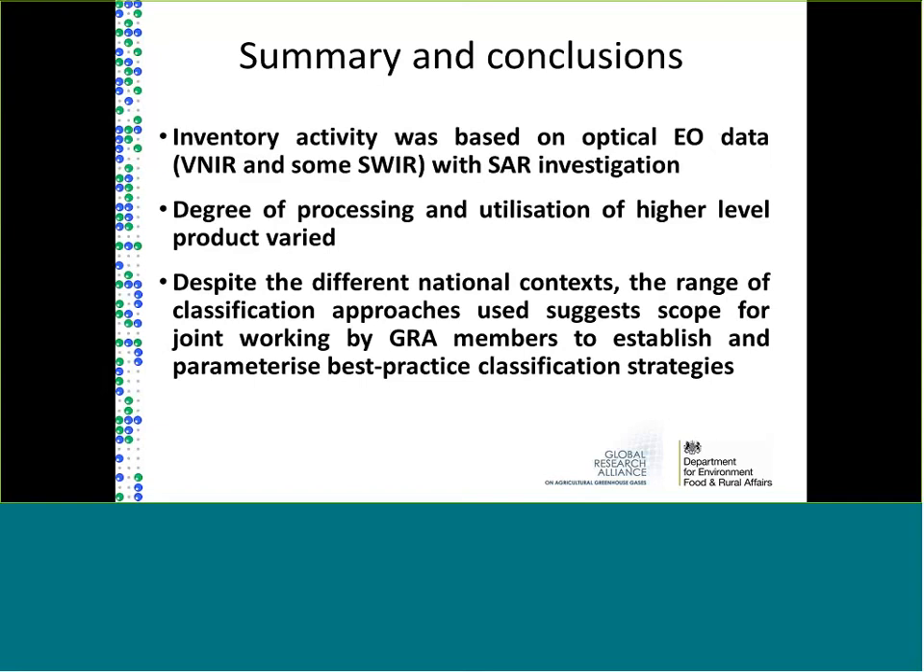suggests that there's quite a lot of scope still for joint working by GRA members to establish and to parameterize best practice classification strategies. This probably applies, as we've seen from the international stocktake presentation, to a lot of different areas, but from these in-depth case studies, this was something that clearly came out, specifically relating to classification strategies.